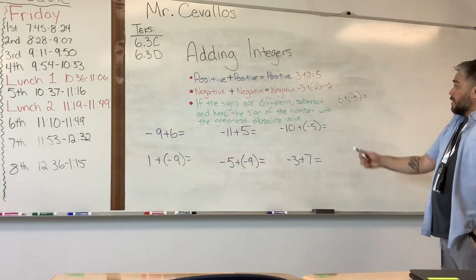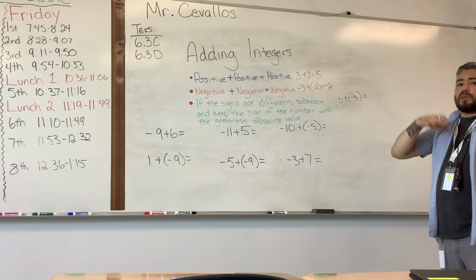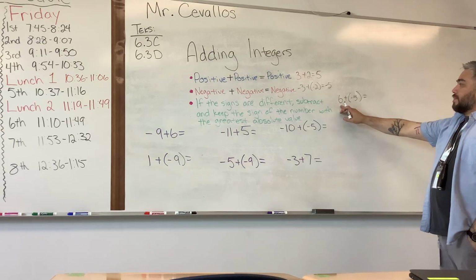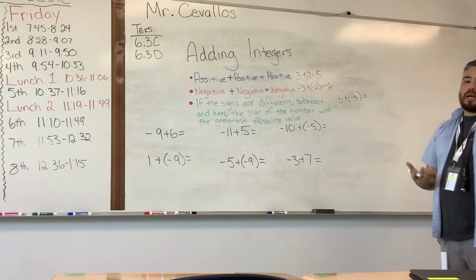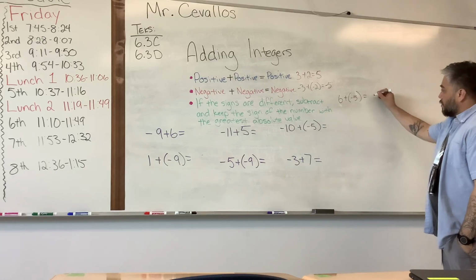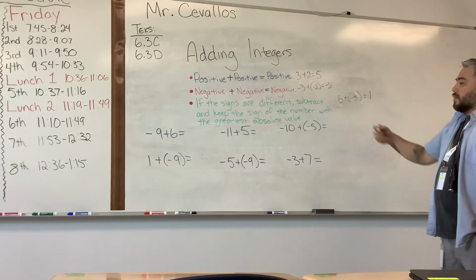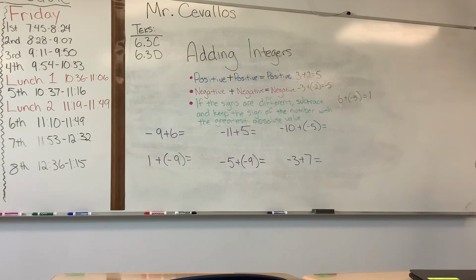When I explain this, I talk a lot about money. If I had $6, but then I spent $5, how much do I have left? $1. And it's a positive value because this number represents the greater distance from 0.